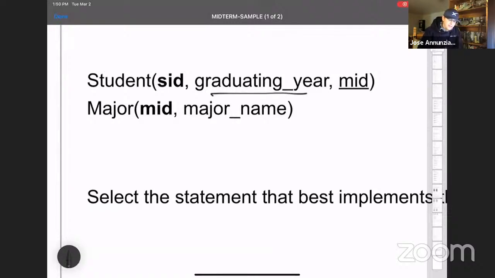graduation year. It has a major ID, and somewhere in the instructions it probably said that anything that is bold was a primary key, and anything that was italic or underlined was a foreign key.